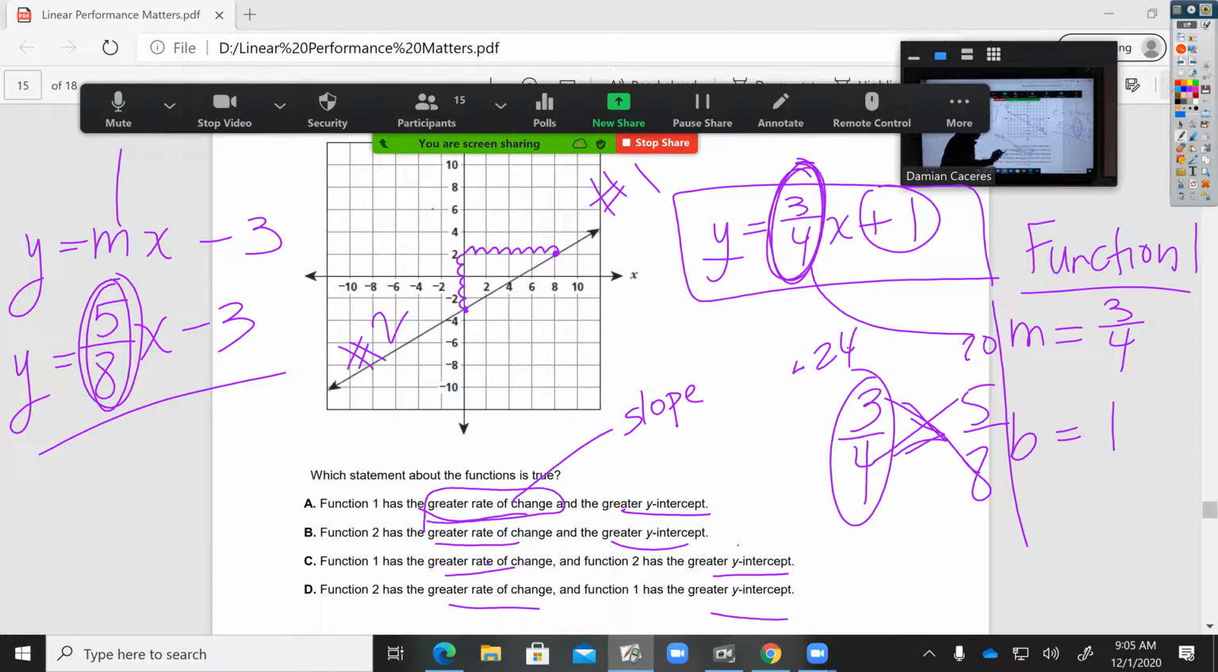Let's keep reading. And a greater y-intercept. So positive 1, is that greater than -3? Yes, it is. So the answer is A off the bat, because both things are true.